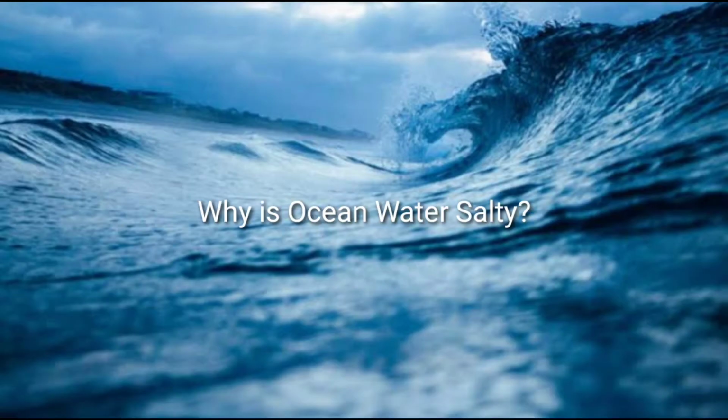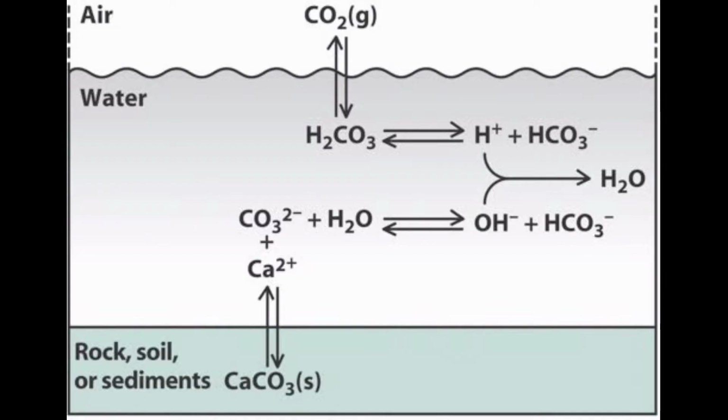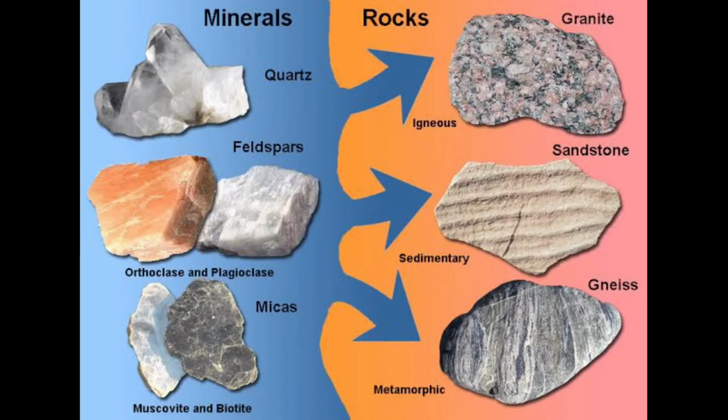Why is ocean water salty? Several processes are involved in making the ocean water salty. When it rains, the raindrops react with carbon dioxide, CO2, present in the atmosphere, forming H2CO3, which is carbonic acid, making rainwater slightly acidic. The acidic rainwater reacts with the minerals present in the rocks and forms new minerals and salts. These minerals and salts are then carried by flowing water to the oceans, thus making the ocean water salty.